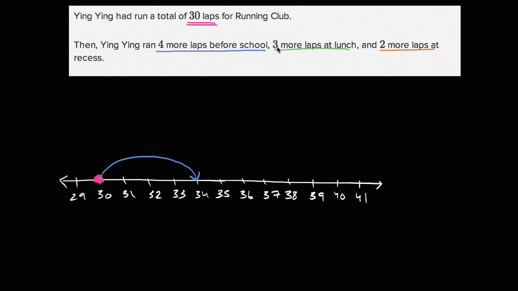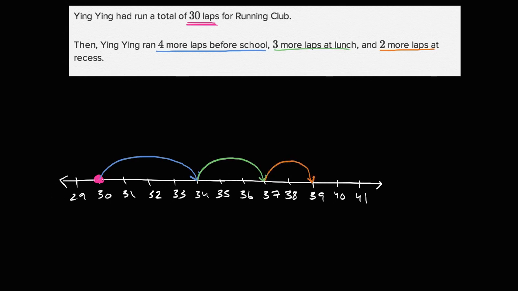And then she runs 3 more laps at lunch. So from the 34, she's going to go 1, 2, 3 to 37. So that's what those 3 more laps at lunch do for us. And then 2 more laps at recess. So she was at 37, and now we're going to go 1, 2 to 39.